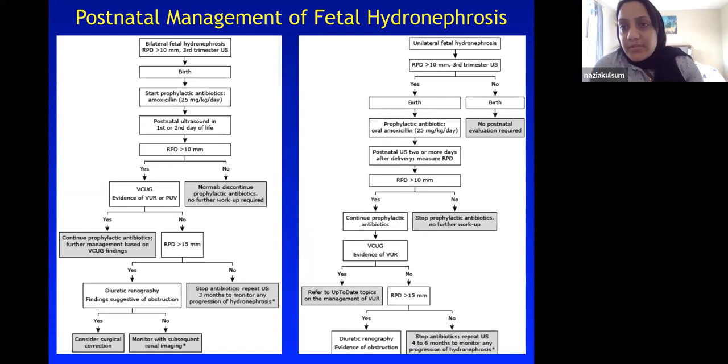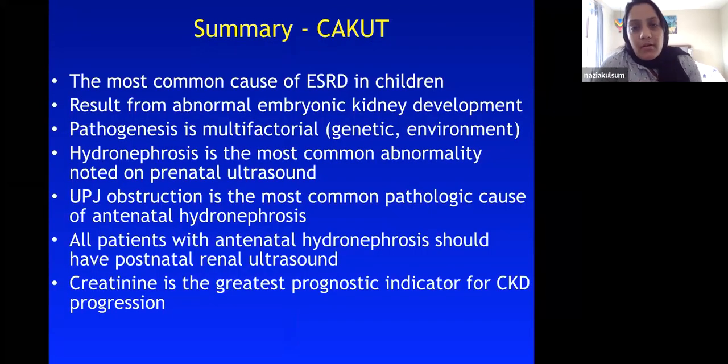So if you do find obstruction, then surgery is indicated, so urology needs to be involved. So ultimately, to summarize your CAKUT disorder, the takeaway message is you have to know that these kids with abnormal kidney development, abnormal kidney findings are still very high risk for developing CKD and ESRD. And the pathogenesis is multifactorial. A lot of times it's genetic, but some environmental factors are also important to remember.